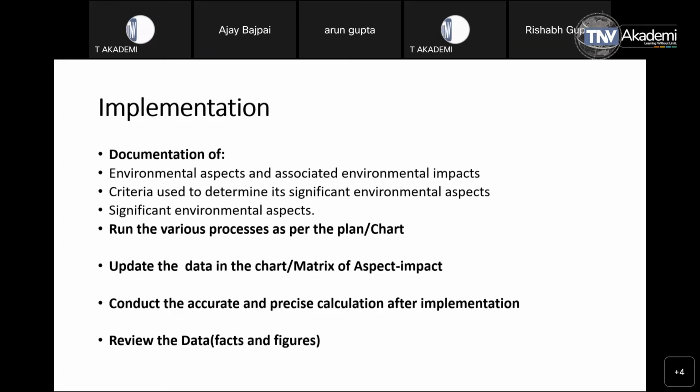Normally what companies do, or should be doing, is set up their own criteria. If it is legal, they say it will definitely be significant, or on a rating scale of 1 to 10, they say the moment it crosses a rating of 8, it becomes significant.